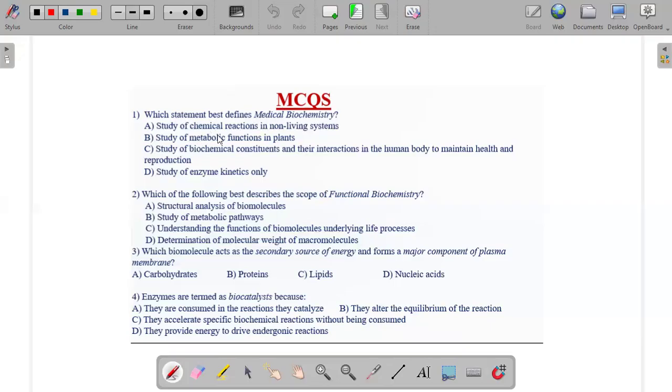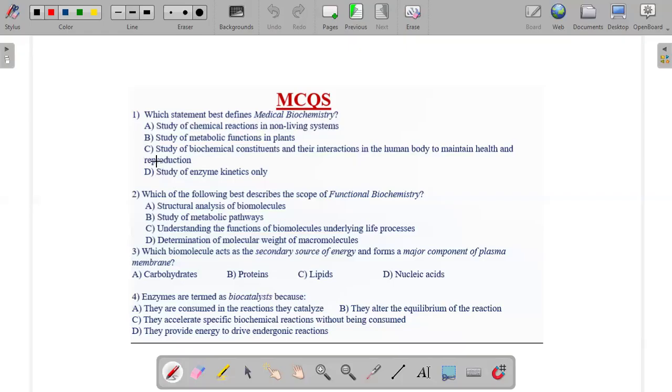The first one says the study of chemical reactions in non-living systems. The second one says study of metabolic function in plants. The third one says study of biochemical constituents and their interactions in the human body to maintain healthy energy production. Then, study of enzyme kinetics only. So which one is the best definition? C, sir. Anyone? C. C, good.